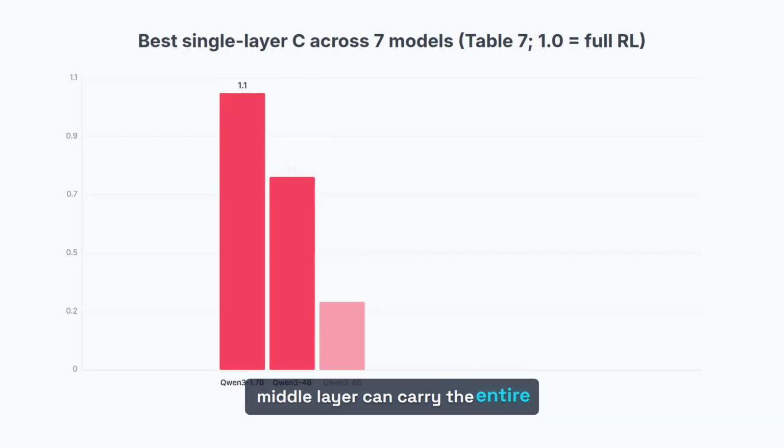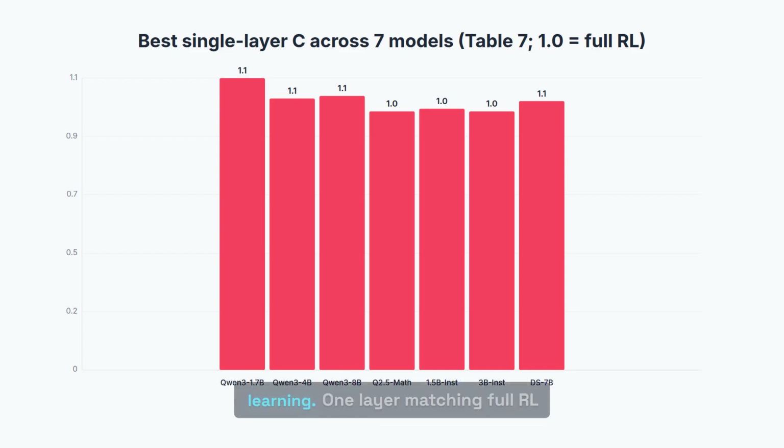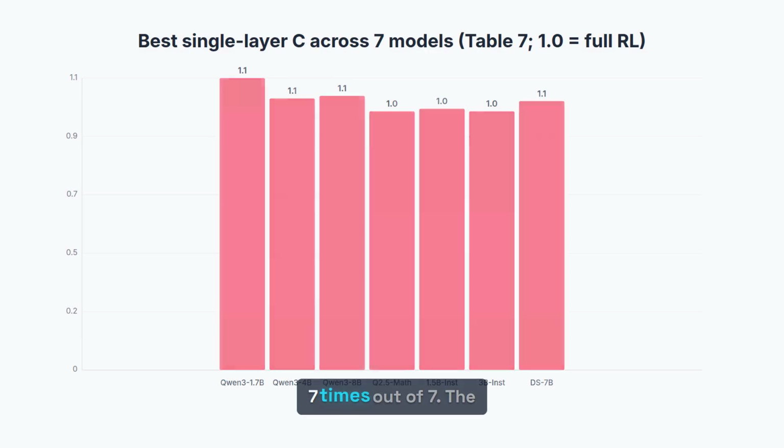One middle layer can carry the entire gain, and it holds everywhere. Across all 7 models, the best single layer reaches C between 1.01 and 1.14. Math and agentic tasks. GRPO, Dr. GRPO, and GRPO. Middle layer concentration appears in every single model. The pattern even transfers across datasets. Spearman correlation 0.76 between 2 math sets. Wherever you train, the middle layers do the learning. One layer matching full RL 7 times out of 7.